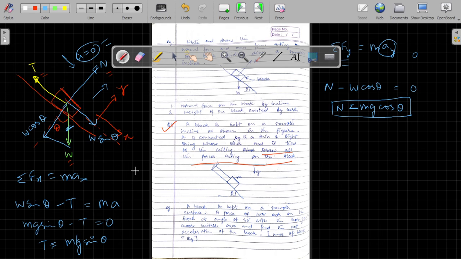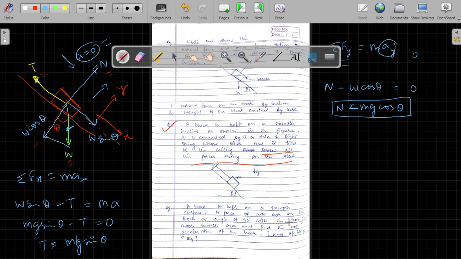Next we have a question. A block is kept on a smooth surface. A force of 10 Newton acts on the block at an angle 30° with the horizontal. Choose suitable axis and find the net acceleration of the block. Mass of the block is 1 kg.